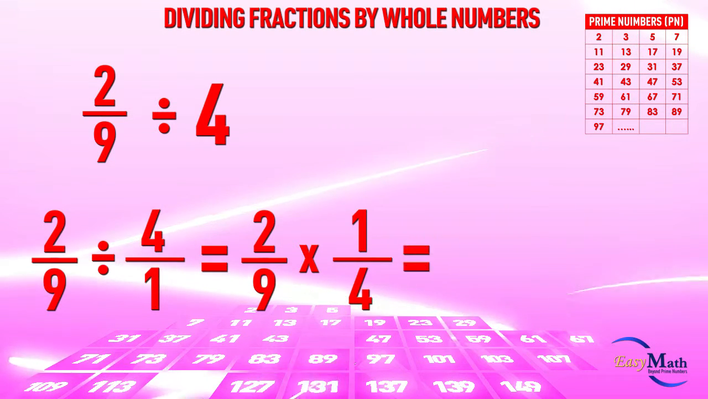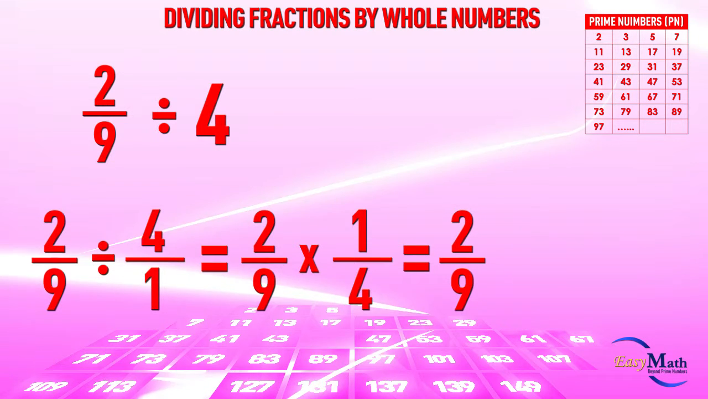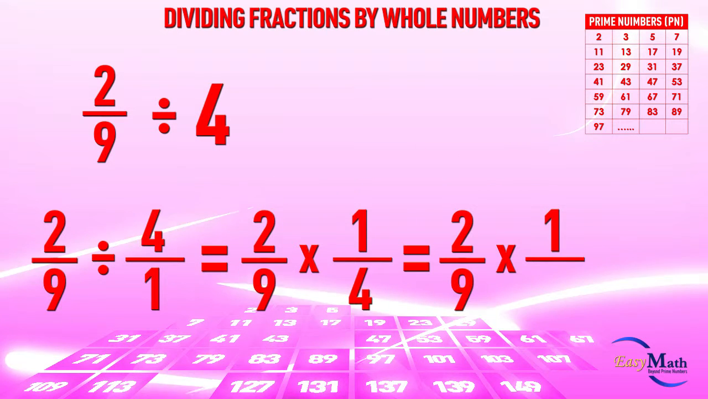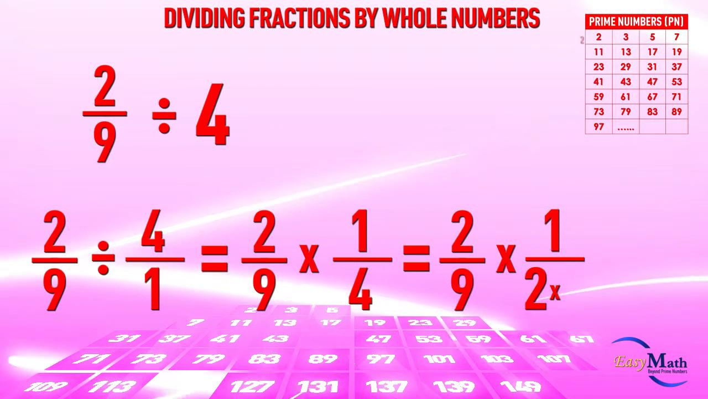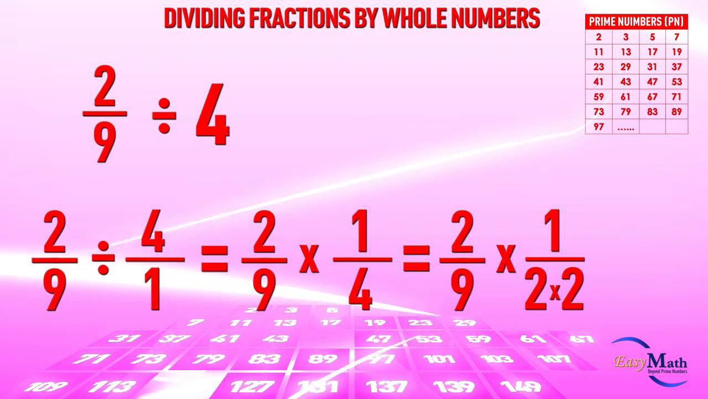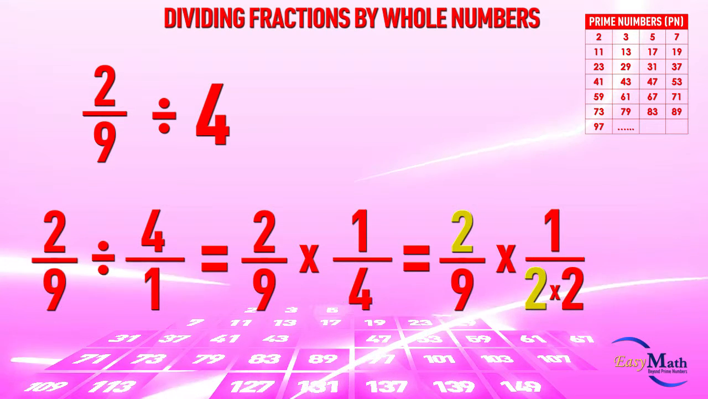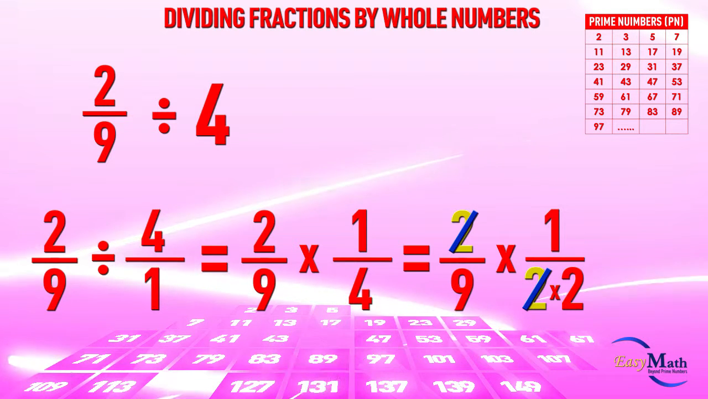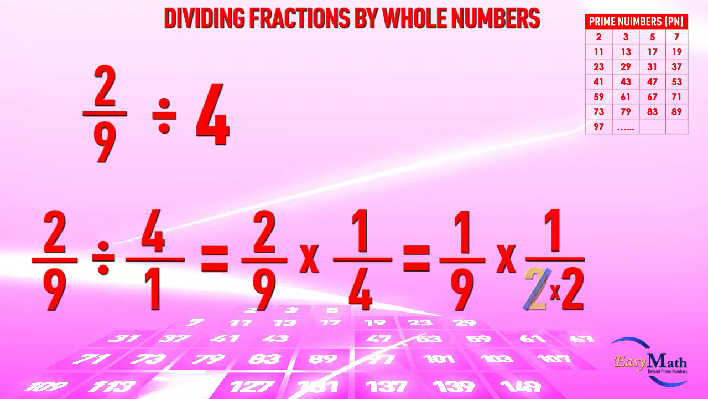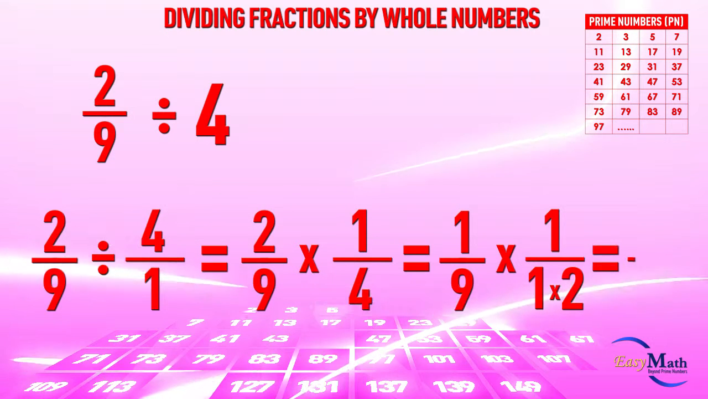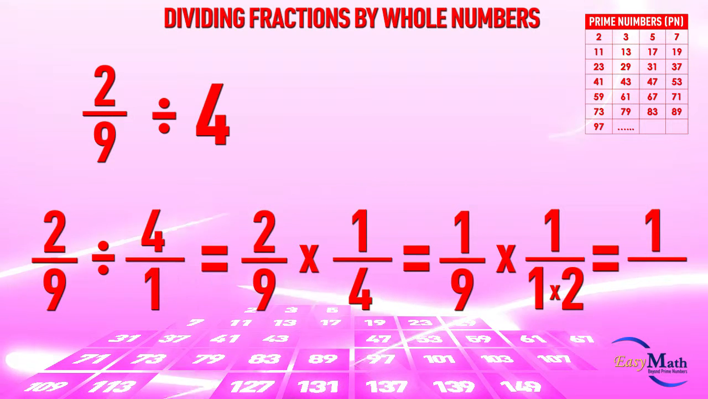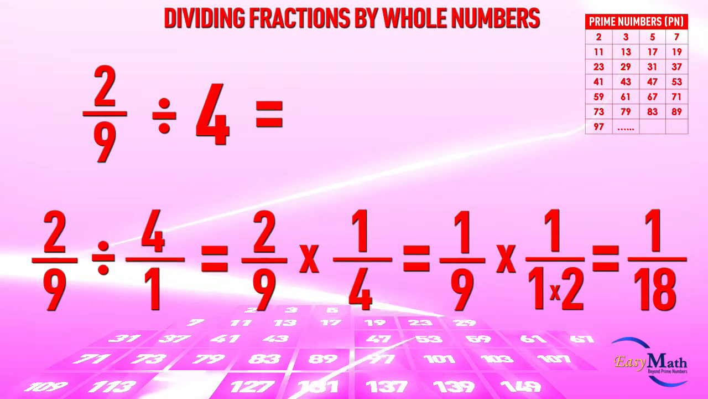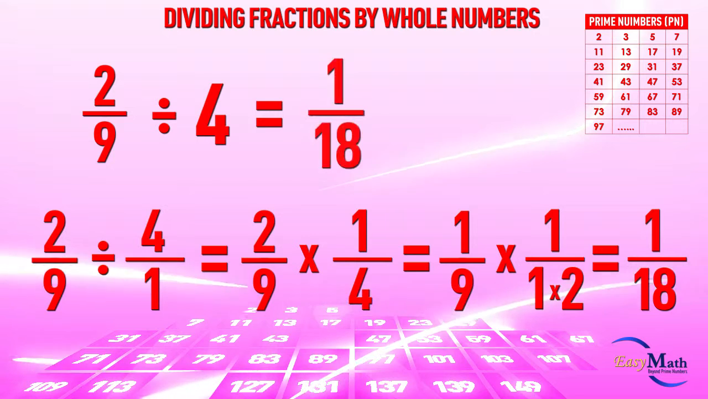So let's come down here and say 2 over 9, and we're going to multiply that by, well, we see here that 4 can be broken down into two prime numbers, 2 times 2. And we see that we can cancel out this 2 and this 2, which now gives us 1 and 1, and then we multiply across. 1 times 1 is 1, and 9 times 2 is 18. So 2/9 divided by 4 is actually 1/18.